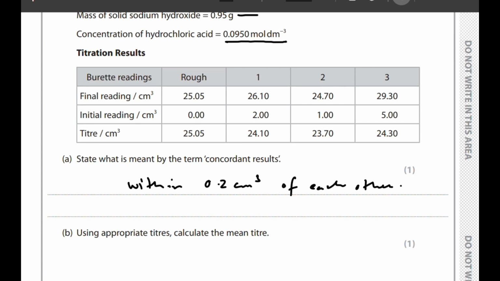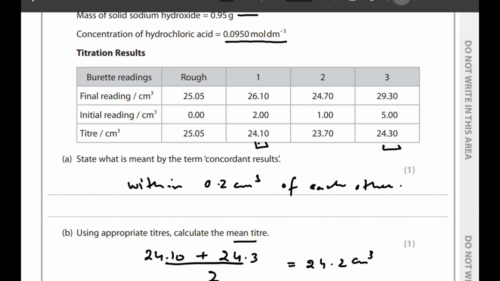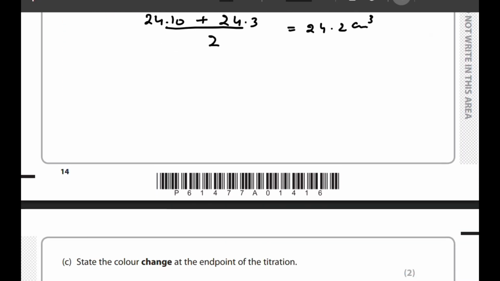So now if we are calculating the mean titer here, first we look for the concordant results, the results which are within 0.2 centimeter cube of each other. So you can see here only two results are concordant. So we will take these values 24.1 and 24.3 and we need to take the average. So the value is 24.2 centimeter cube. This is the mean titer.